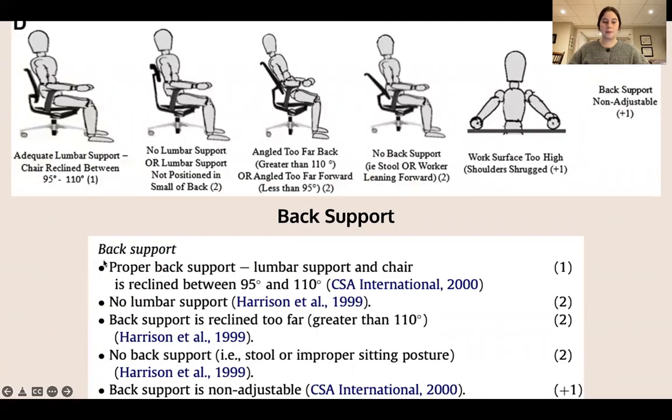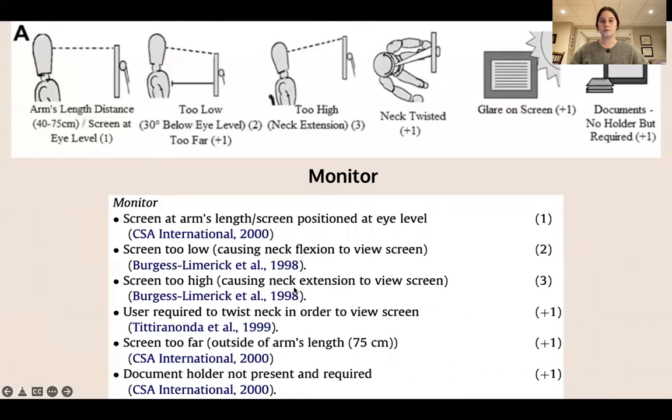So next we'll look at back support. So your chair should have a backrest, and your chair should allow for proper lumbar support. So that's support in your low back, as we can see here on the far left. Your chair should have the ability to recline, as this is proven to be most comfortable and protective for your back. And this recline should be about 95 to 110 degrees.